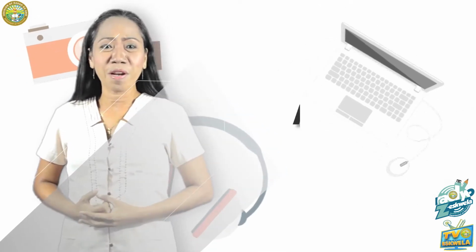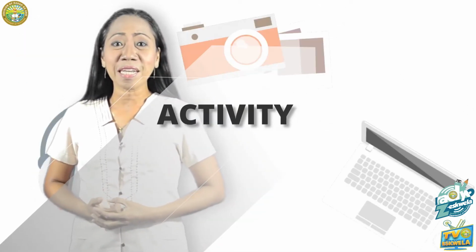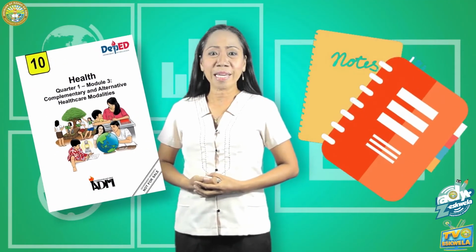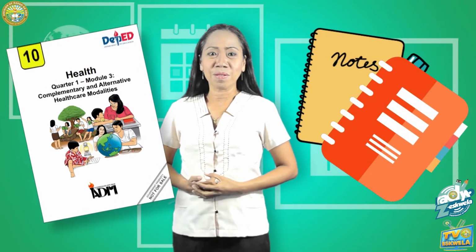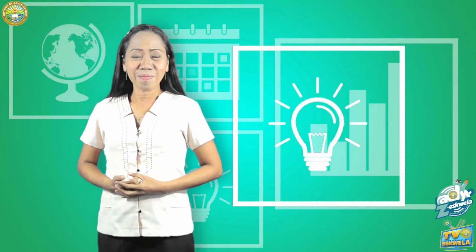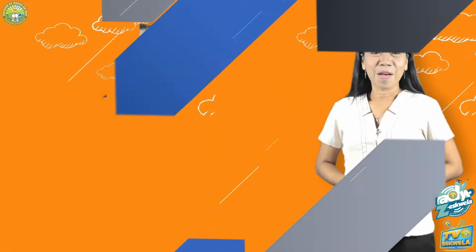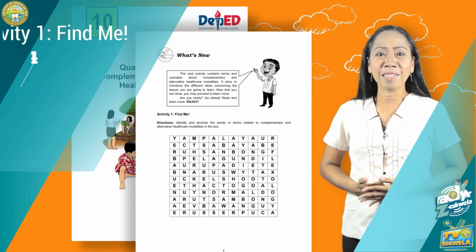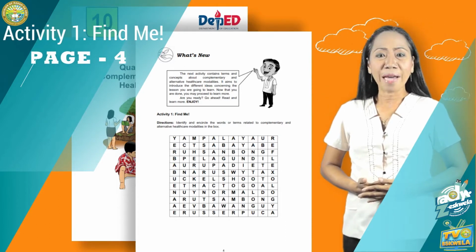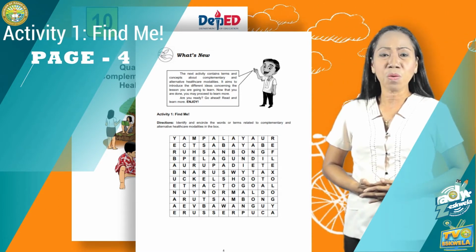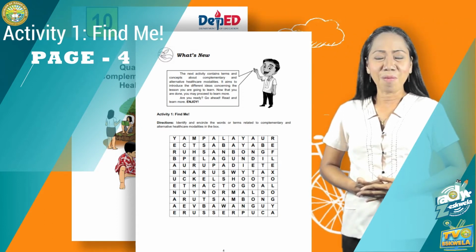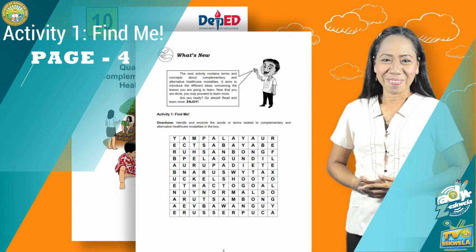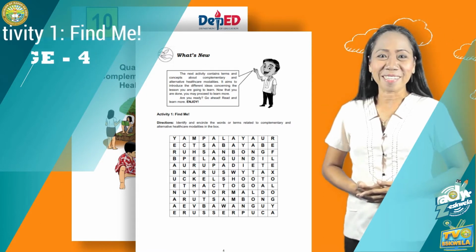To help you connect with our lesson today, I want you to answer this activity first. Please get your modules ready together with your pen and activity notebook. Are you all set? I bet you are. Now open your module, find the words in the puzzle that has something to do with plants and treatments. I will give you a few seconds to answer this activity. Your time starts now.